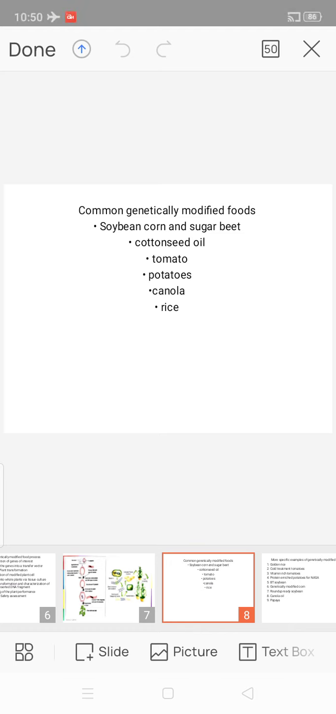And next one is canola. Canola is with high oleic acid content by adding new gene. Next last one, rice with high vitamin A by inserting gene from daffodils.